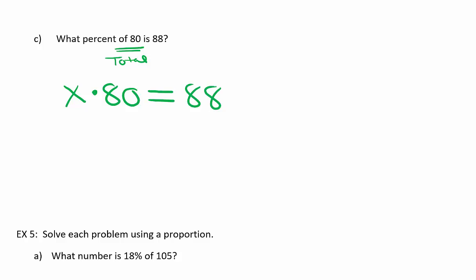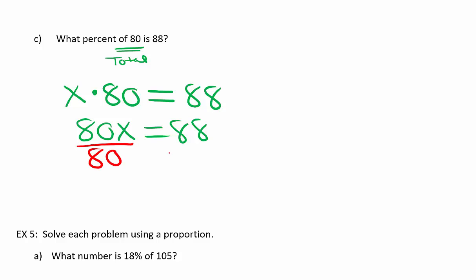88. Or you could write this as 80 times x equals 88. So this time 80 was the total and 88 is actually the part. To solve, I'm going to divide both sides by 80 and I get 1.1. Now that's actually not my final answer.